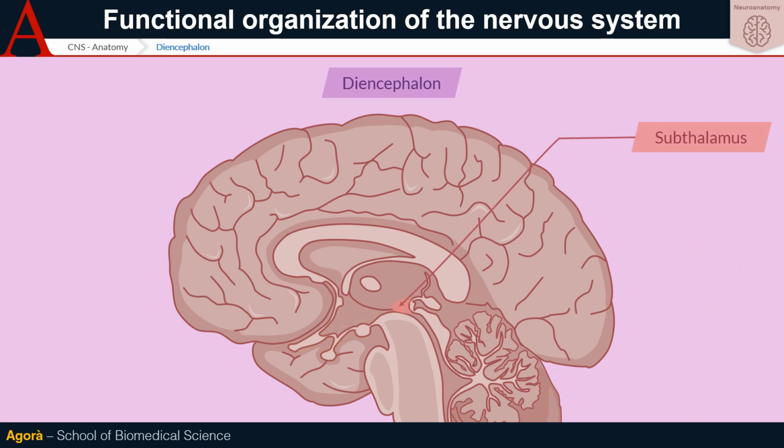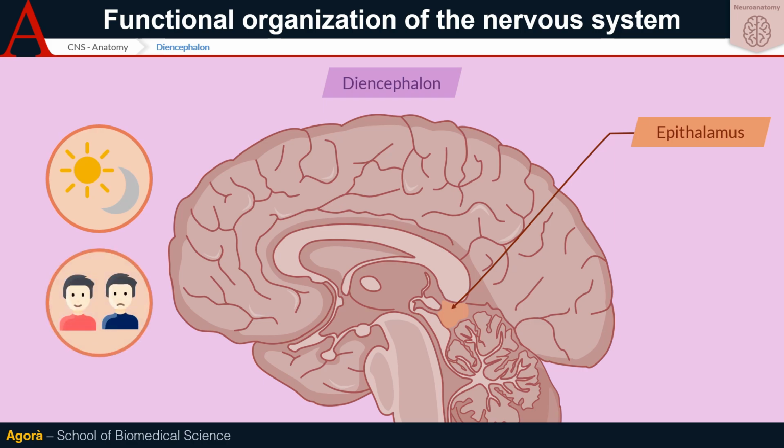The subthalamus, pivotal in the execution of motor patterns. The epithalamus, primarily associated with the pineal gland, an endocrine organ that secretes melatonin. It plays a crucial role in regulating circadian rhythms and mood.